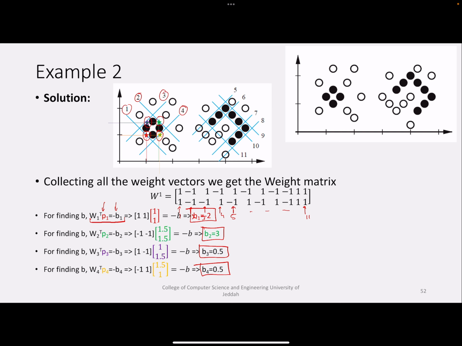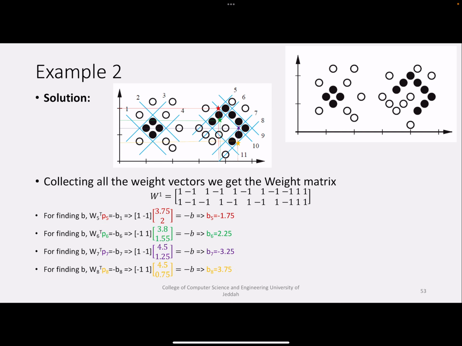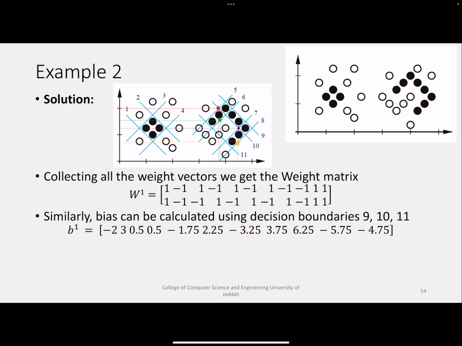We continue the same way with decision boundaries number 5, 6, 7, and 8, again picking points on each of those boundaries. And you do the same thing for number 9, 10, and 11. When you're done, you get the whole bias vector. So you have the weight matrix, you have the bias vector, you've got everything you need for the first layer.